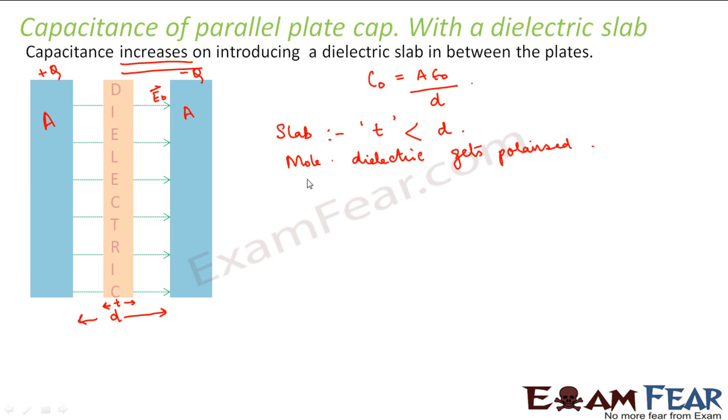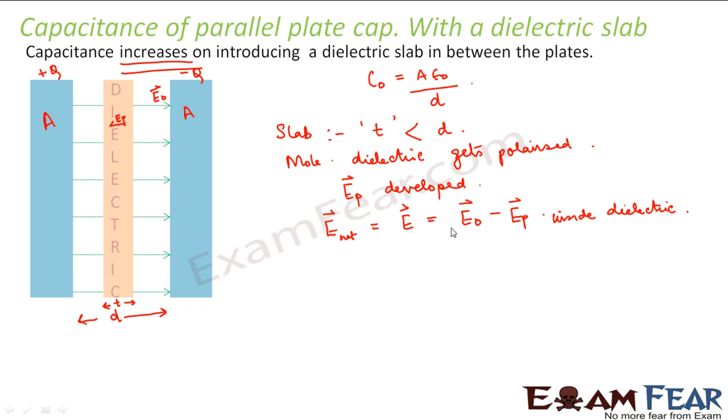So when the molecules get polarized, what happens? A polarized electric field is developed. So there will be a polarized electric field developed in this direction, EP. So what will be the net electric field? The net or reduced electric field E will be equal to the external electric field minus the polarized electric field. This would be the net electric field inside the dielectric, correct? So we calculated the net electric field inside the dielectric.